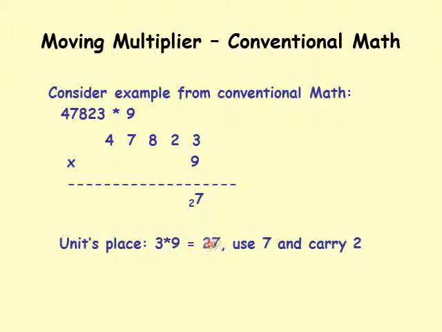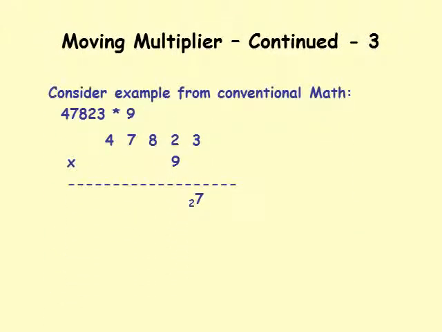3 times 9 is 27. We would use 7 and carry 2. Okay, and it's just like that. 2 here is my scratch pad number I need to remember for the next column here. Now we have moved the multiplier mentally to the next position here, which is tens place.